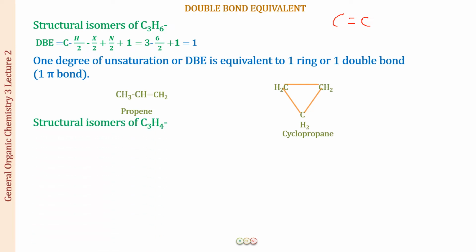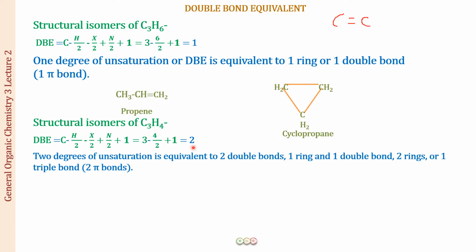So next let us do the structural isomers for C3H4. Again I will be doing the DBE value for it, and what I find out is the value comes up to be 2. Now what does 2 mean? Well, what 2 means is that there can be 2 double bonds present. If 1 meant 1 double bond, then 2 means there can be 2 double bonds present. When there are 2 double bonds present, I can draw one ring and one double bond for it also, or I can draw 2 rings also for it, because one double bond is equal to one ring.